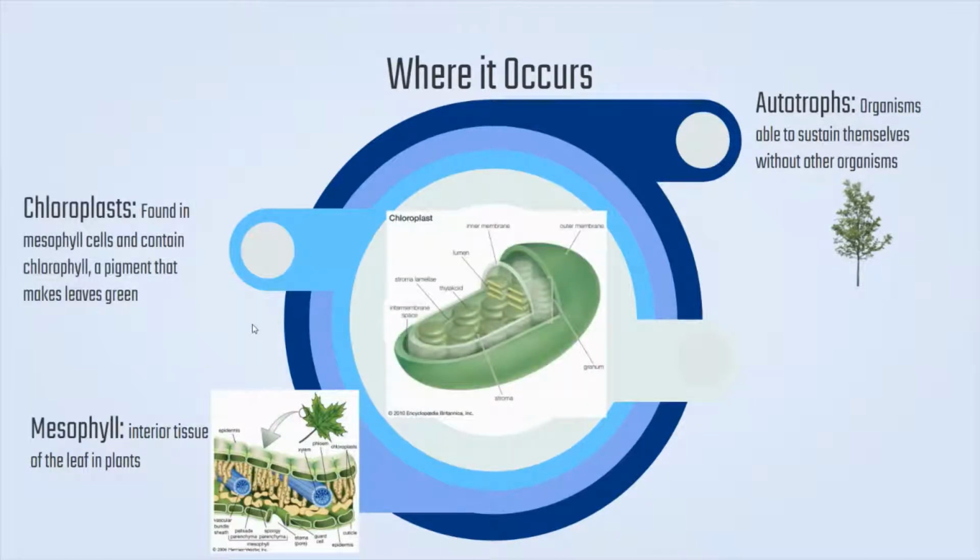And inside the mesophyll are chloroplasts. About 30 to 40 of them are in each mesophyll cell, and it contains chlorophyll, which is a pigment that makes the leaves green.